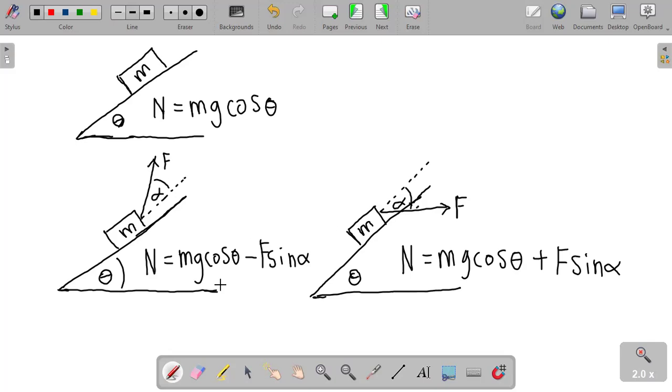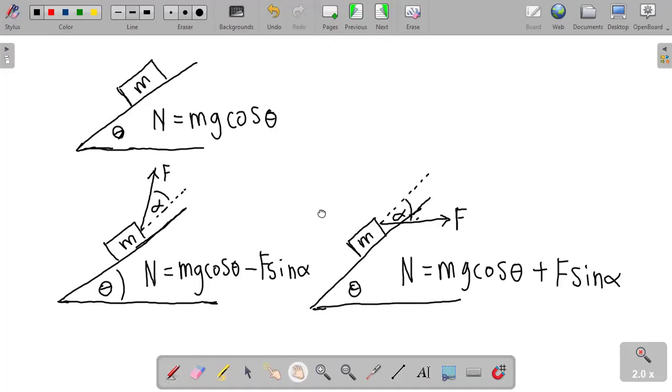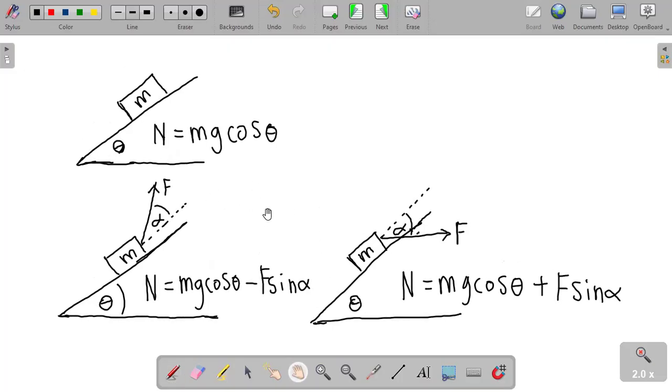We take the parallel component of gravity. So either we subtract or we add, depending on the side of the parallel line where the force is acting. Okay, so each of these cases should be considered carefully.